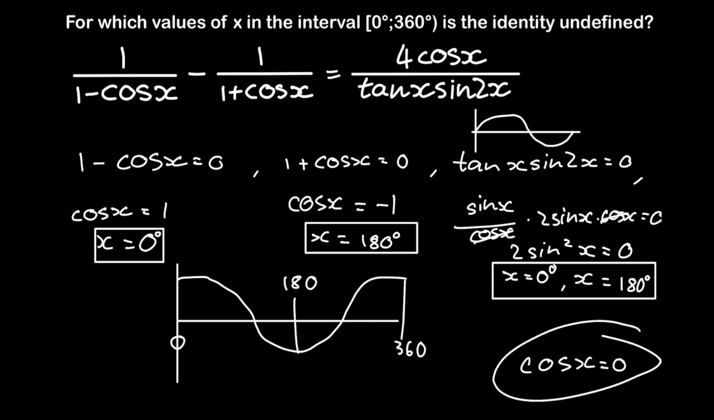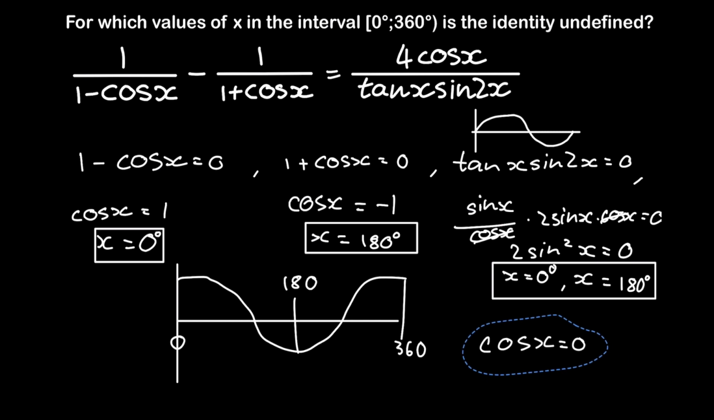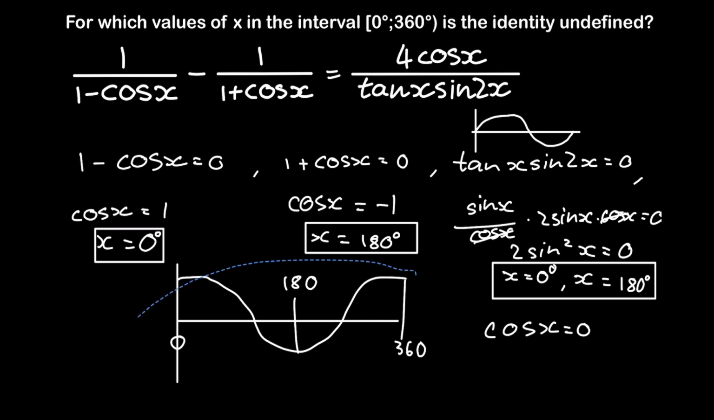Now we have this last one to deal with. Let's put it over here, where cos of x is equal to 0, and remember this is our cos graph here, and our cos graph intersects the x-axis at these two values, which is 90 degrees and 270 degrees. So we have x equal to 90 degrees and x equal to 270 degrees.